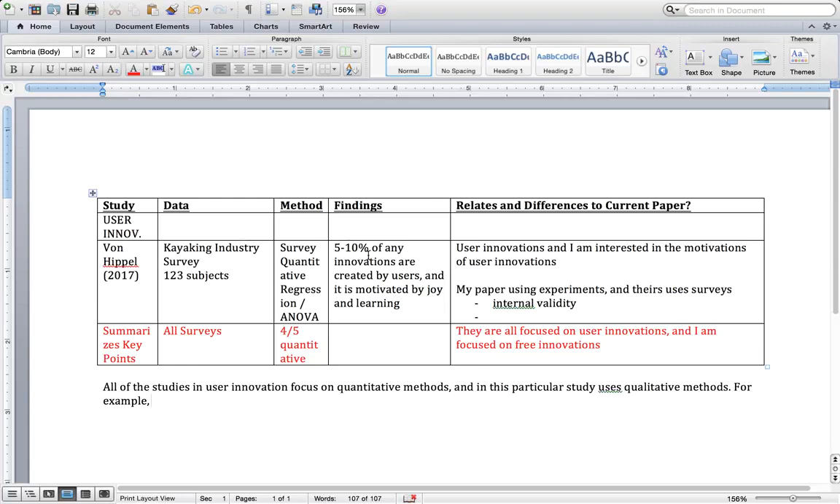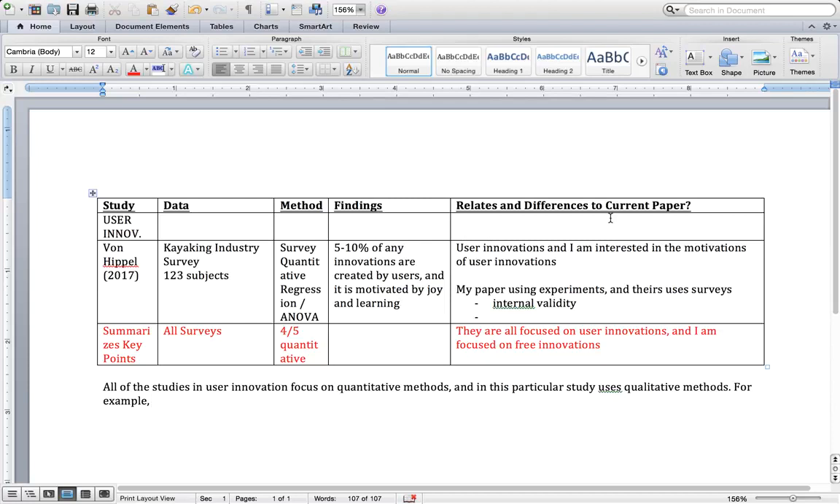Actually, I think that number is much higher. But anyways, this is more on consumer innovation, people that are just doing things in their house, user innovation for things in their house. But anyways, they're motivated by joy and learning. They're just doing it because they want to, right?